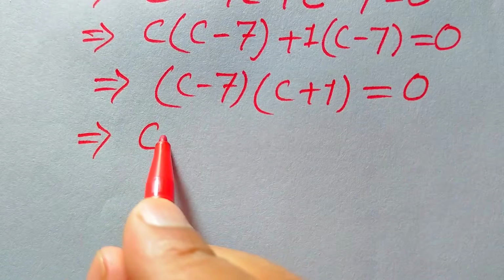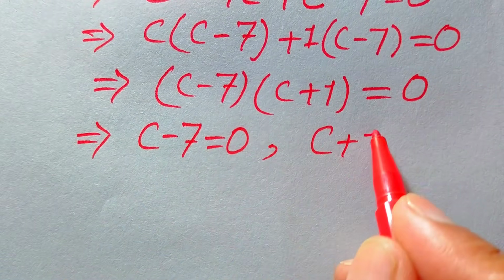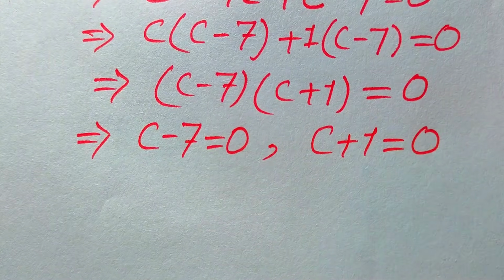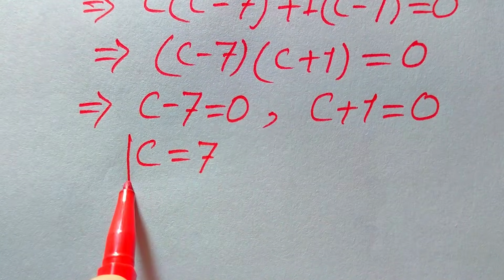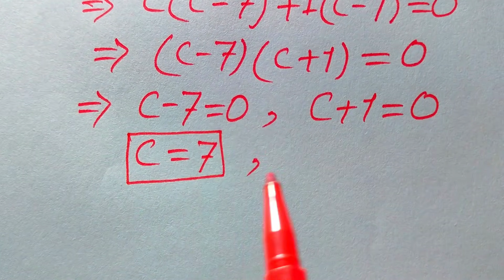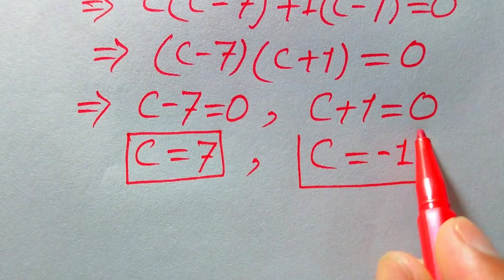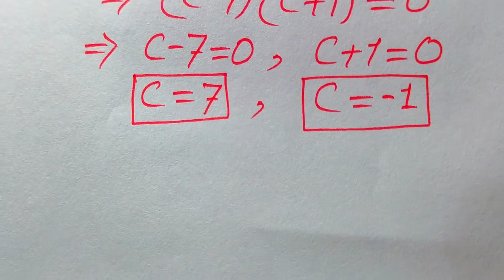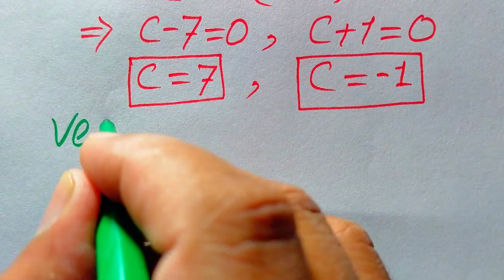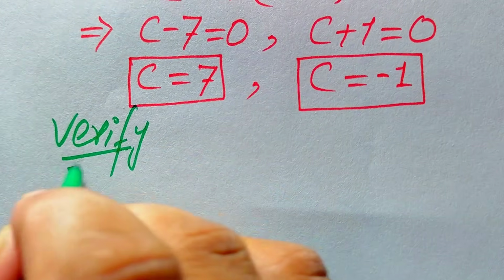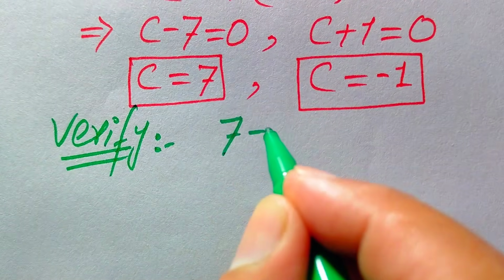And now we divide this equation into two cases. The first case is c - 7 = 0, and the second case is c + 1 = 0. From here we move the value minus 7 to the right hand side and we get c = 7, and from here we get c = -1. So you see that in the first method these are the two roots of the given equation, but now in the next steps we need to verify whether these roots are solutions or extraneous roots. For verification, we need to copy down the given question statement.